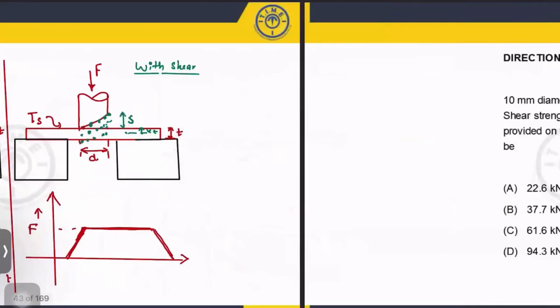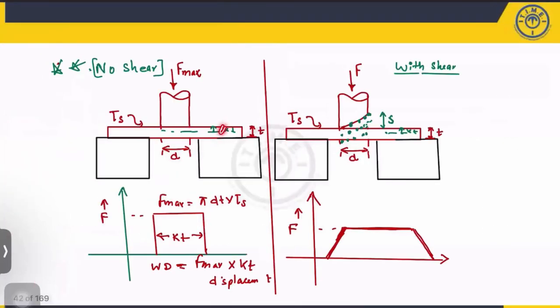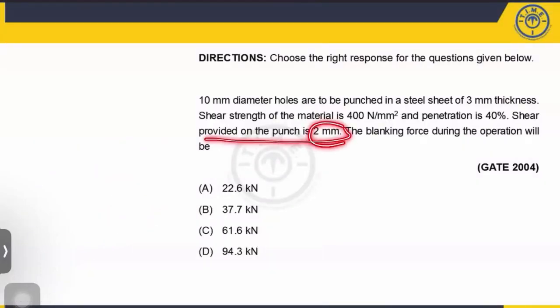Based on that, GATE has asked one question, in 2004. What is the question? A 10 mm diameter hole is to be punched in a sheet of 3 mm thickness. The shear strength of the material is given. Penetration is given. Always remember, the penetration will be given in percentage. It is given as 40%, that means 0.4 times the thickness. Always the penetration corresponds to the thickness. You can see here also K into T. So 0.4 into whatever the thickness of the sheet metal. Now the shear provided on the punch is 2 mm.